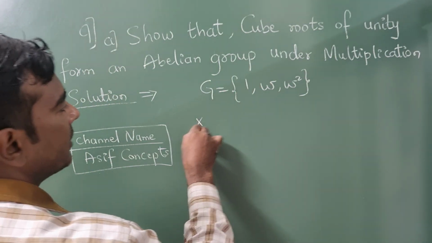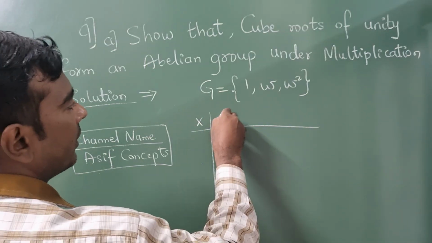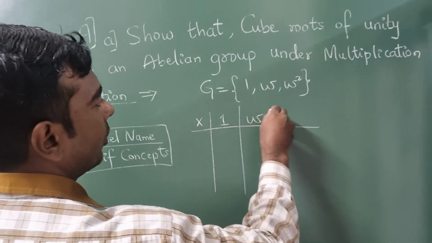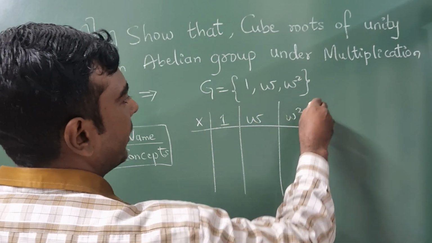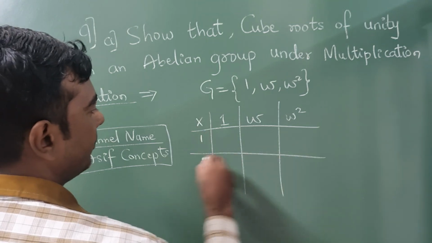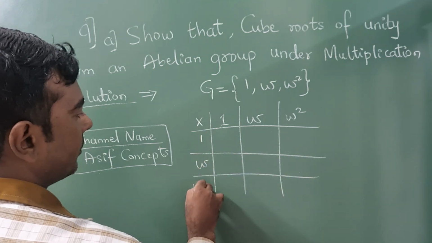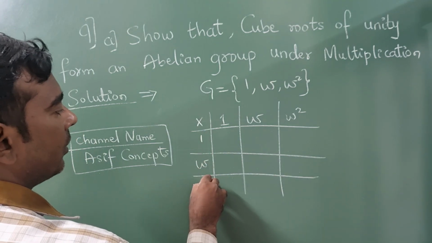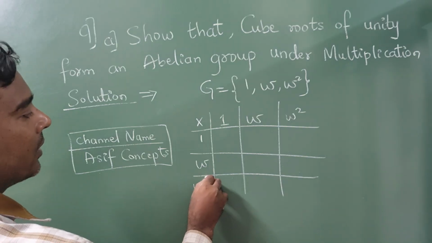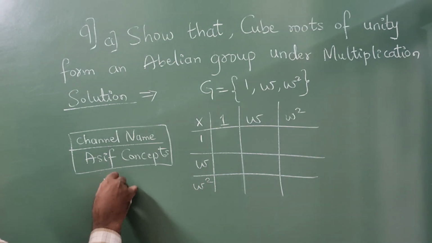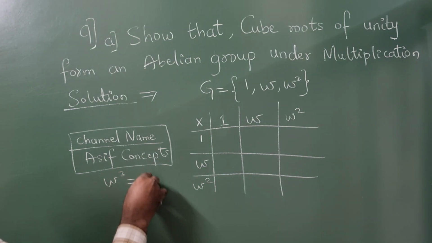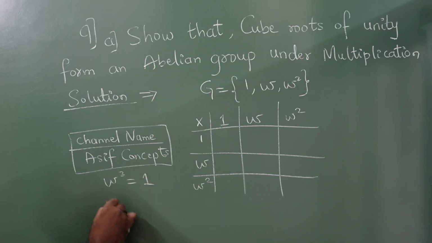Under multiplication, write here 1, omega, omega square. Here also 1, omega, omega square. And before writing this, always remember there is a formula. Omega cube is always 1 and omega raised to 4 is nothing but omega cube into omega. So 1 into omega is omega.